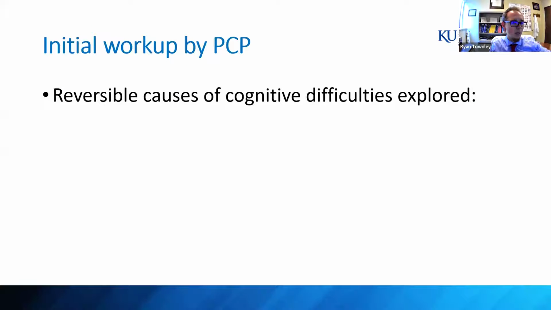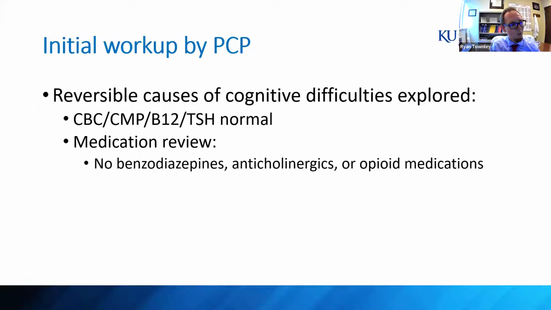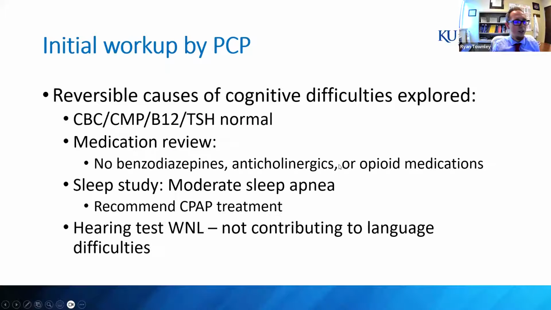So her PCP did a good initial workup. We basically want to rule out those reversible things, especially B12 deficiency and other lab abnormalities. No real medications that are contributing, so she's not on any of these cognitive offending medications. She did have a sleep study done. There was moderate sleep apnea, so recommend treating that to try to help the brain function and slow things down.